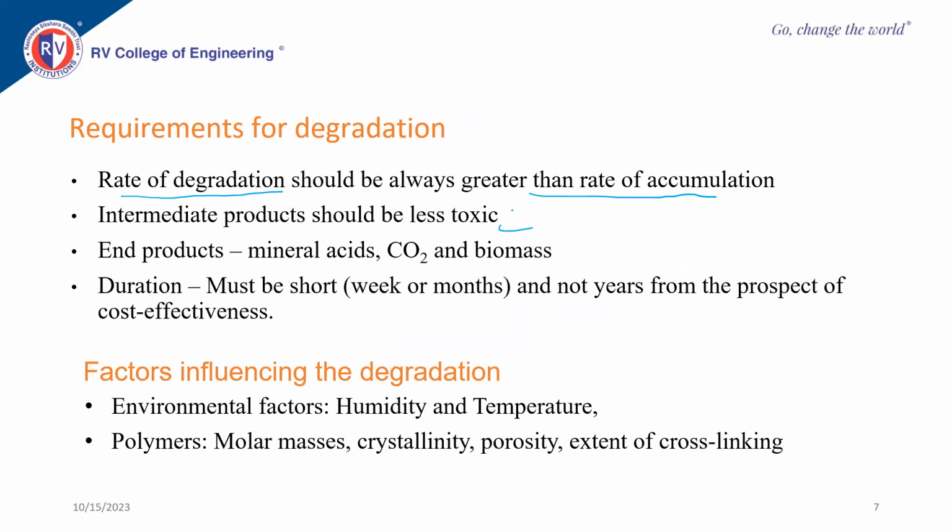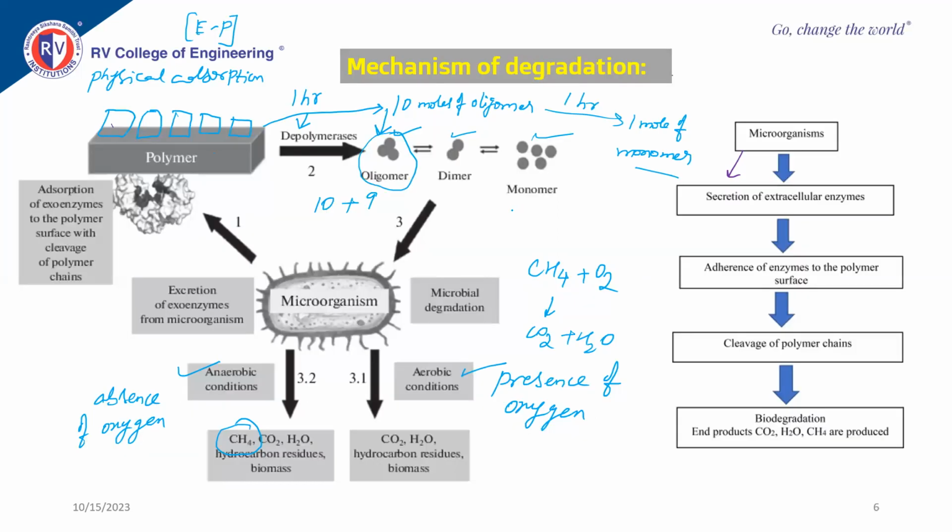Intermediates should be less toxic. That means whatever oligomer or additional byproduct we obtain during this course should be less toxic in nature. If it is more toxic, what happens? Extraction of these useful products becomes a major difficulty.